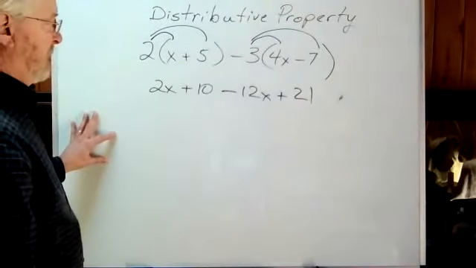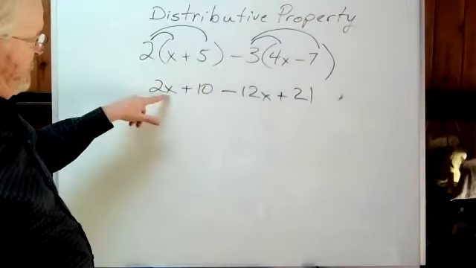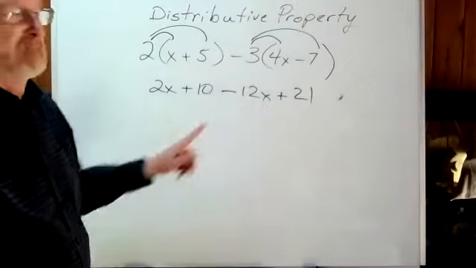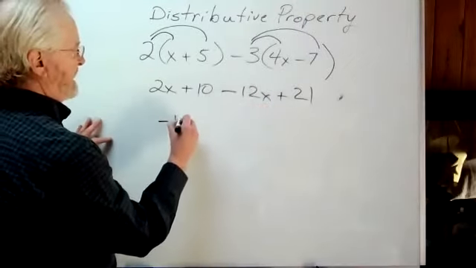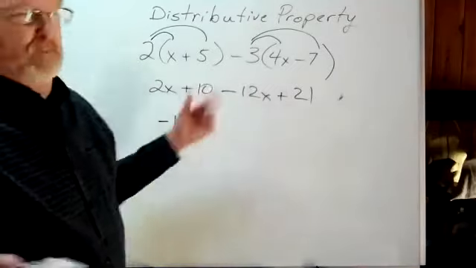Okay. Like terms. Do I have a bunch of x's to put together? I have 2 of them, minus 12 of them. Means I have negative 10 x's combined. Constants, 10 plus 21, I get a 31.